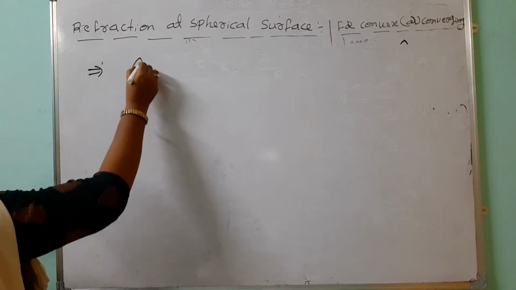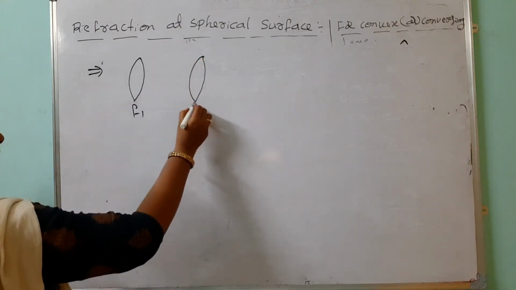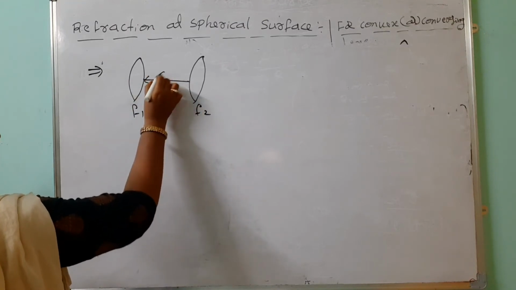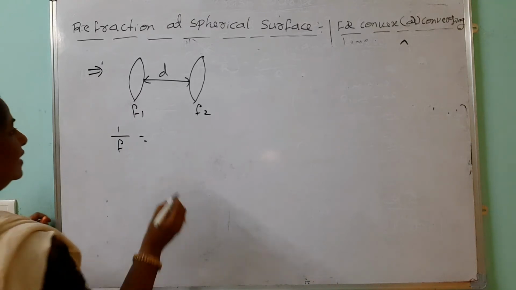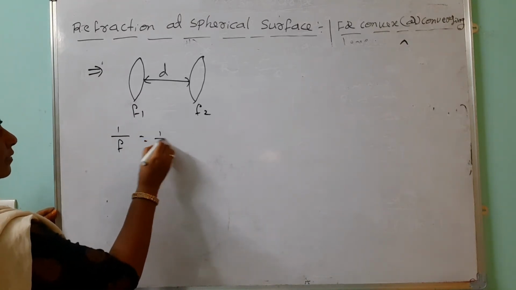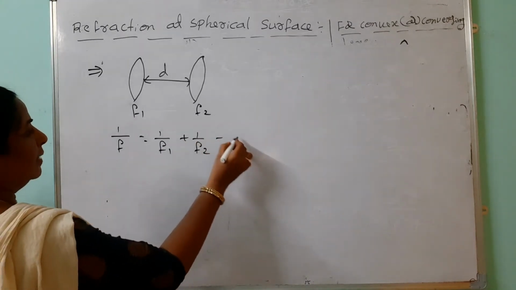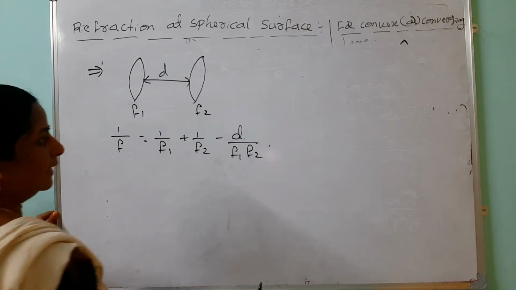We are taking two convex lenses. This is the f1 and this is the f2 focal length. Both are separated by a distance of d. In this case, what is the resultant focal length? 1 by f equals 1 by f1 plus 1 by f2 minus d by f1 f2.